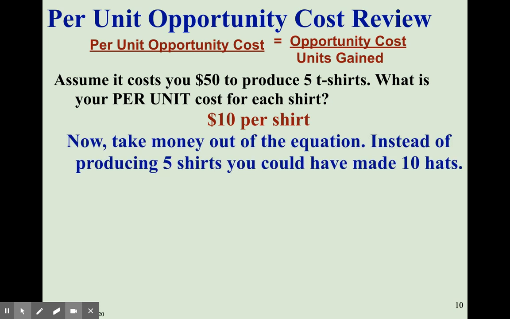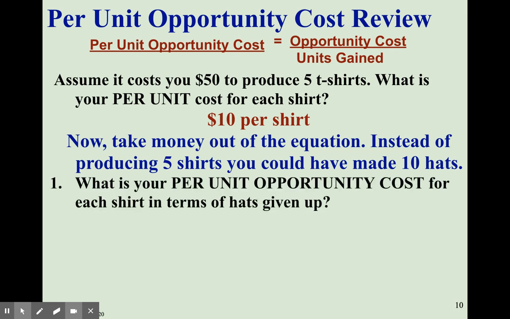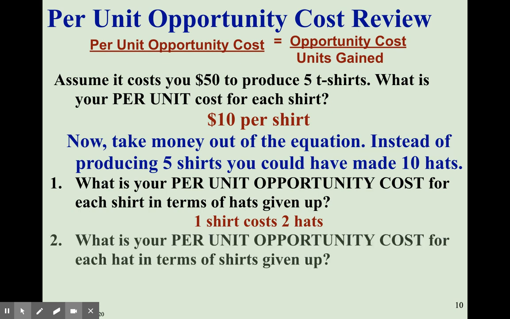Now, if we take money out of the equation, instead of producing 5 shirts, you could have made 10 hats. What is your per unit opportunity cost for each shirt in terms of hats given up? One shirt costs 2 hats. Well, what is your per unit opportunity cost for each hat in terms of shirts given up? One hat costs 1/2 of a shirt.